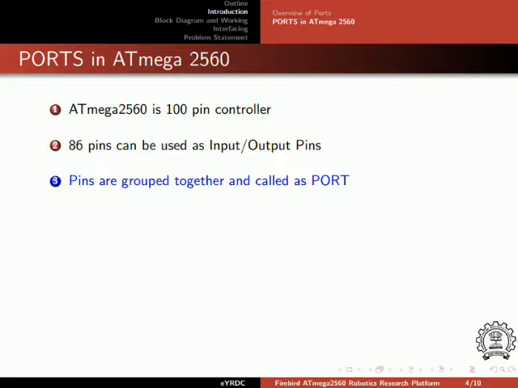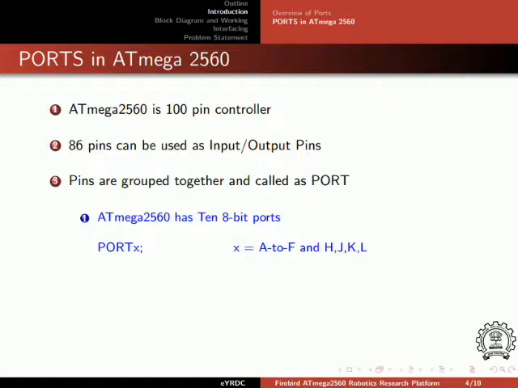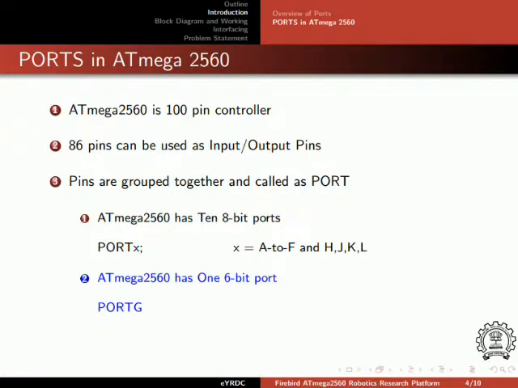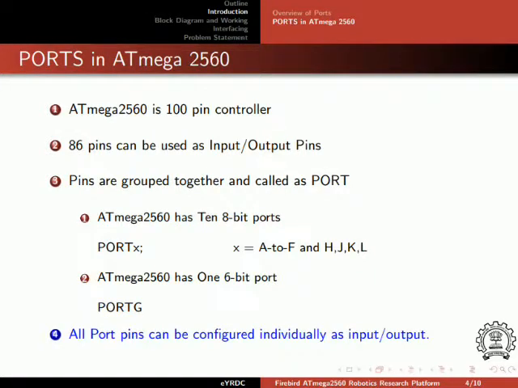In ATmega 2560, we have 10 8-bit ports named as port X, where X is the name of port and X will vary from A to H, J, K and L. ATmega 2560 has one 6-bit port which is named as port G. All port pins can be configured individually as input or output pins as per device connected to it. Thus, in last slide we studied there are total 11 ports.